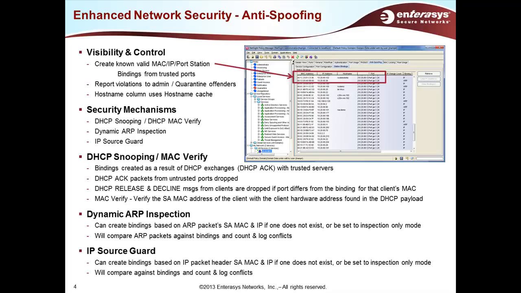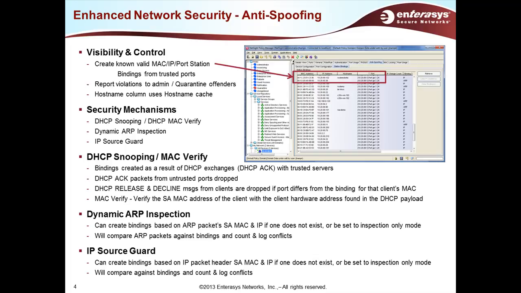IP source guard is another means to restrict IP traffic and take configured actions against violating users. IP traffic on a port is inspected to ensure that a user's MAC and IP address is found in the binding table created by DHCP snooping. A user's IP address changes are counted and action is taken as configured.